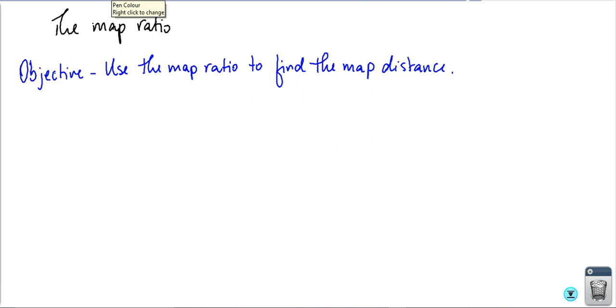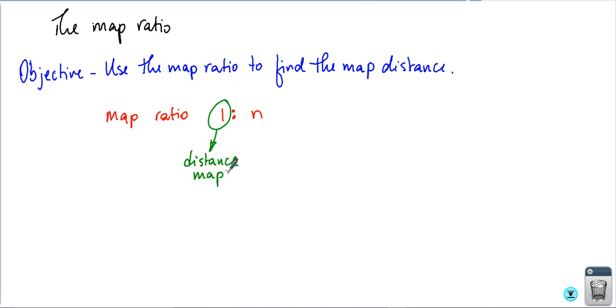We said that a map ratio is written in the form 1:n, where 1 was the distance represented on the map, while n was the distance represented in real life. So that was our last lesson. That's from where we're going to continue.